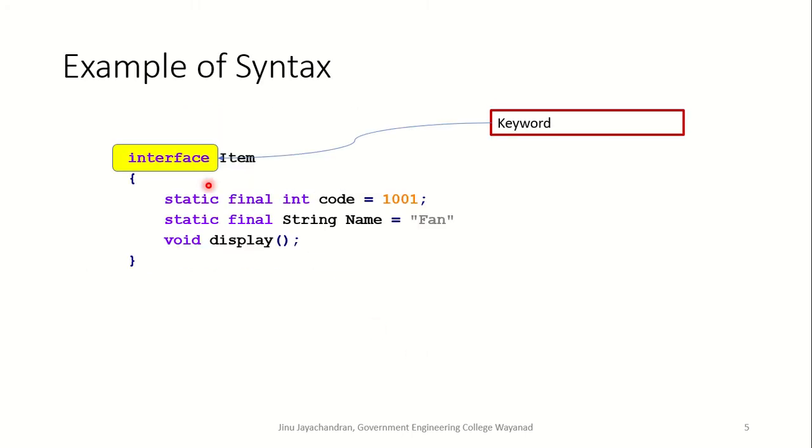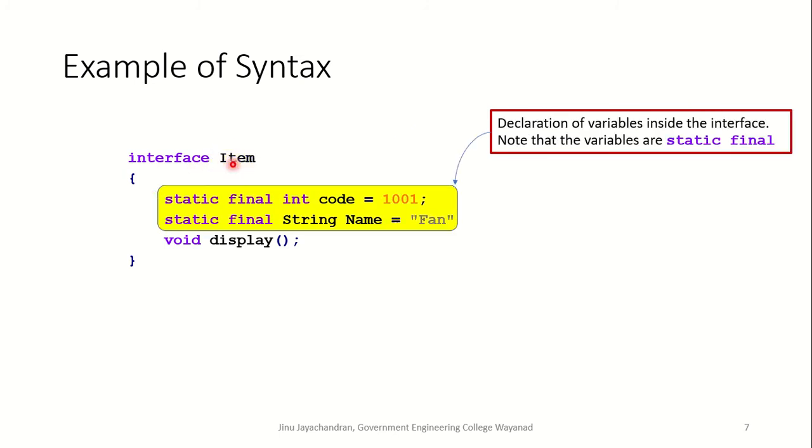As an example, if you look at this interface Item, we have the keyword interface, and the name of the interface is Item. You have declared two variables, one called code, another called name. The code is an int, but it is static final, so you are making it a constant value 1001. The name is a String data type, and you are making it a constant, Fan. So code and name are static final, which means, as we have seen in the previous lecture, that you cannot change the values of code and name.